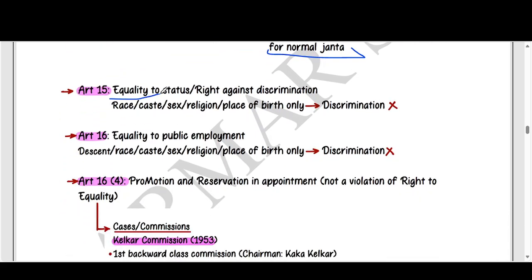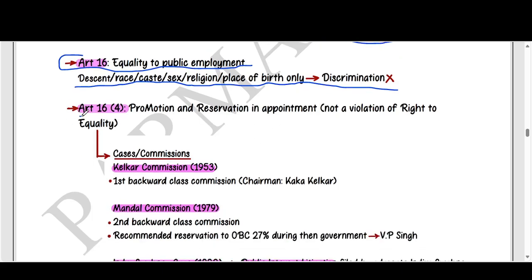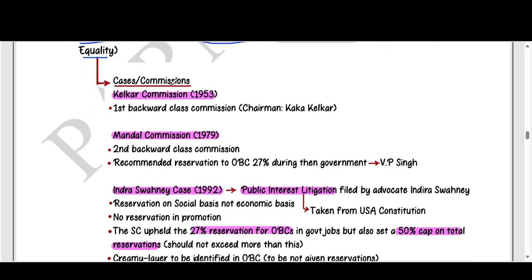Article 15, equality of status, is the right against discrimination on grounds of race, caste, sex, religion, or place of birth. Article 16, equality in public employment, prohibits discrimination on grounds of descent, race, caste, sex, religion, or place of birth. Under Article 16, reservation in promotion and appointment is not a violation of the right to equality.